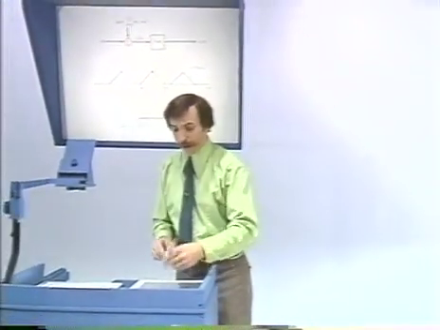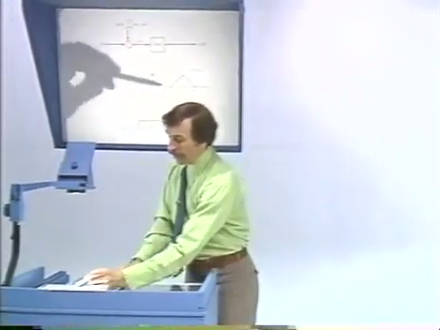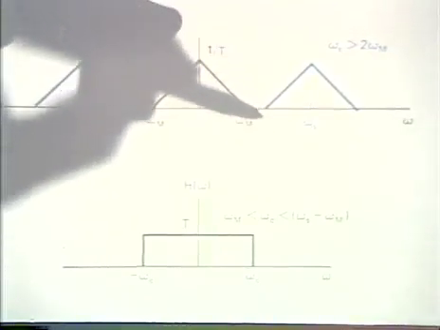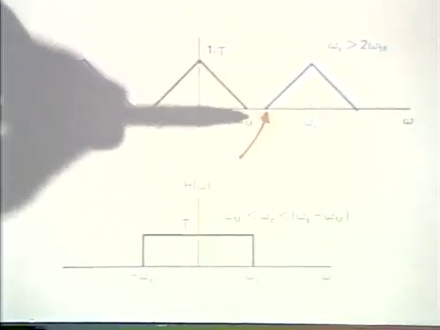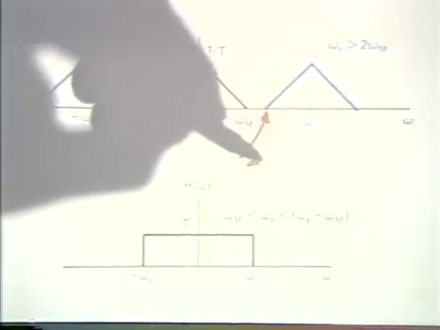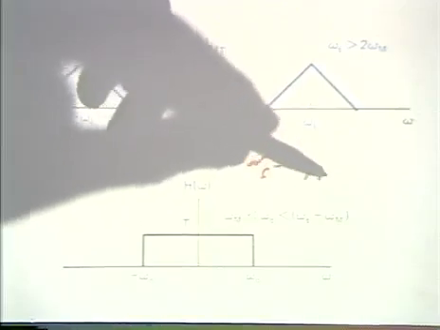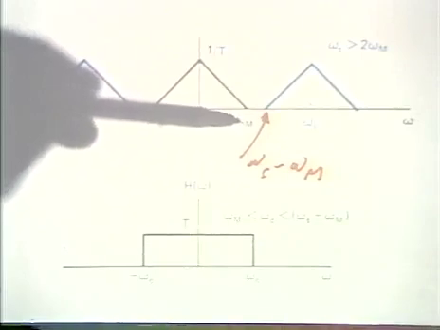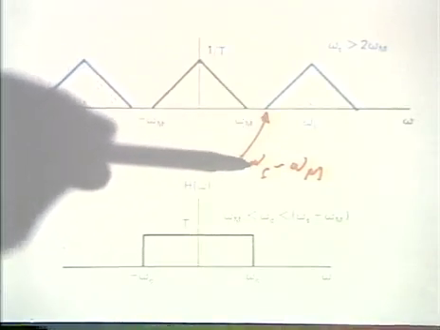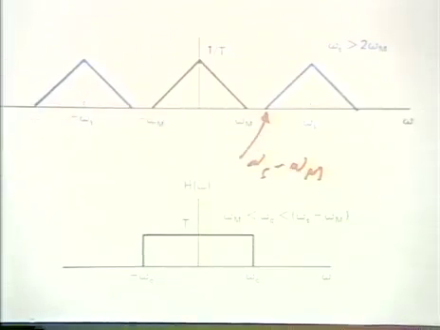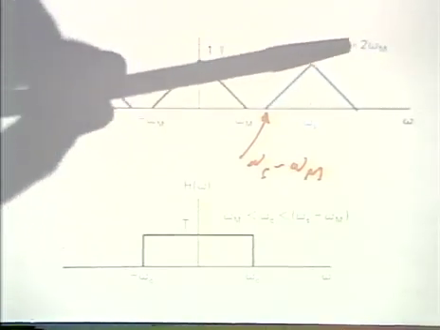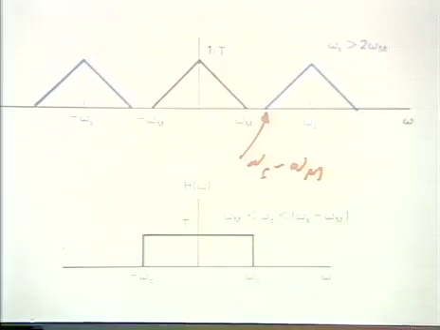Well, what that requires is that this frequency, omega sub m, be less than this frequency, and this frequency is omega sub s minus omega sub m. And so what we require is that the frequency omega sub m be less than omega sub s minus omega sub m, or equivalently, what we require is that the sampling frequency be greater than twice the highest frequency in the original signal.